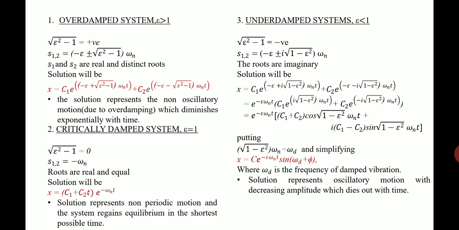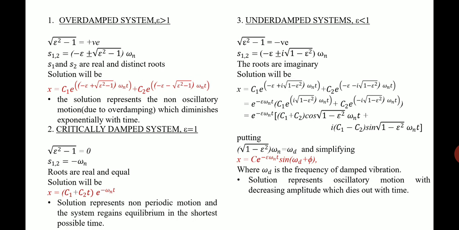So considering that, we have written in the third step. Now substitute root of 1 minus epsilon square into omega n as omega d, and simplifying the equation, you'll get the final solution as x is equal to c e raised to minus epsilon omega n t sine omega d t plus phi, where c is a constant. So the solution for underdamped system is x is equal to c e raised to minus epsilon omega n t sine omega d t plus phi.